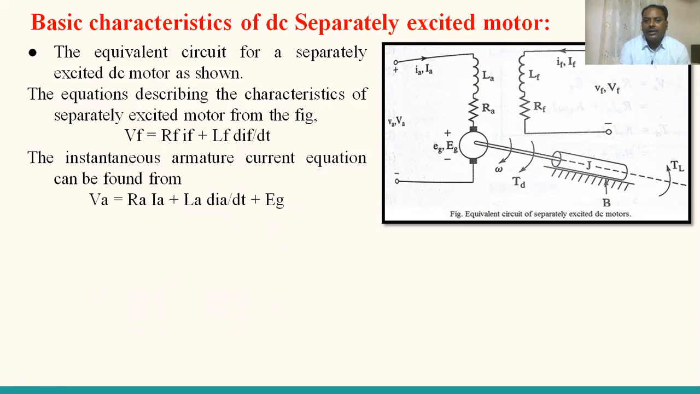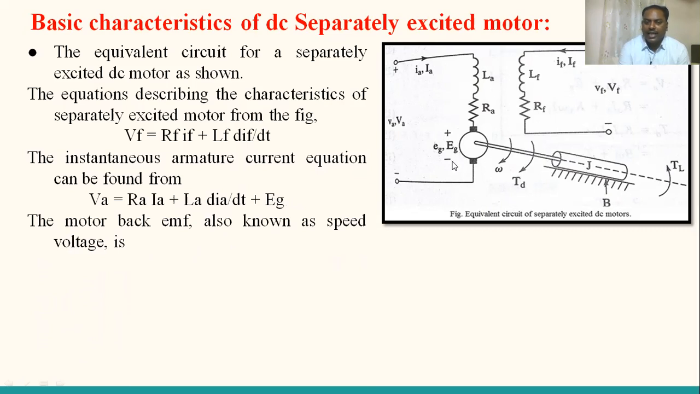So similarly, the motor back EMF is also known as the speed voltage, and this can be expressed as follows. EC is directly proportional to speed and flux. So this is the basic generated EMF equation of the DC motor. EC is directly proportional to speed and field current. Here the proportionality constant is KB, which is the voltage constant.